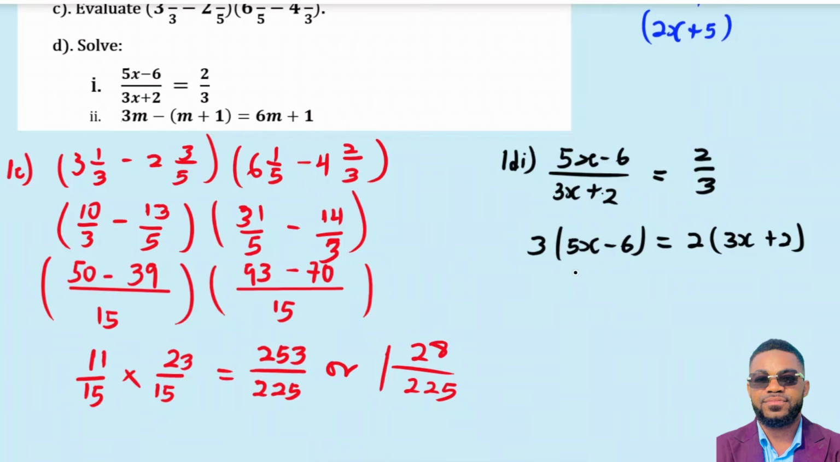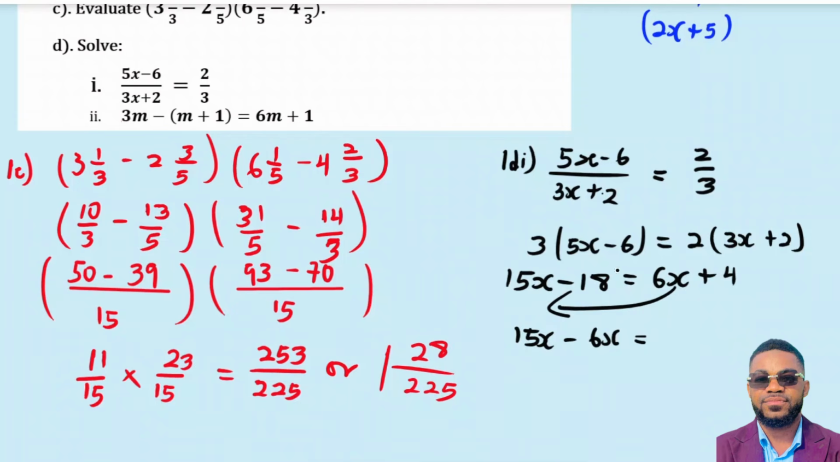Now we can expand to remove our bracket. So 3 times 5x, we have 15x. Now 3 times negative 6, we have negative 18. And that is equal to 2 times 3x is going to be 6x. And 2 times 2 is going to be 4. So now we can take the 6x to this side, so that we get 15x minus 6x equal to, we can also bring this one here. So that's going to be 4 plus 18. You should know why we have 18 but not minus 18. We've just taken this one to this side.